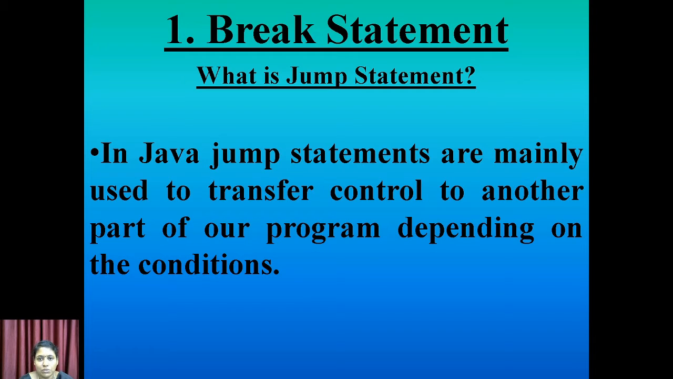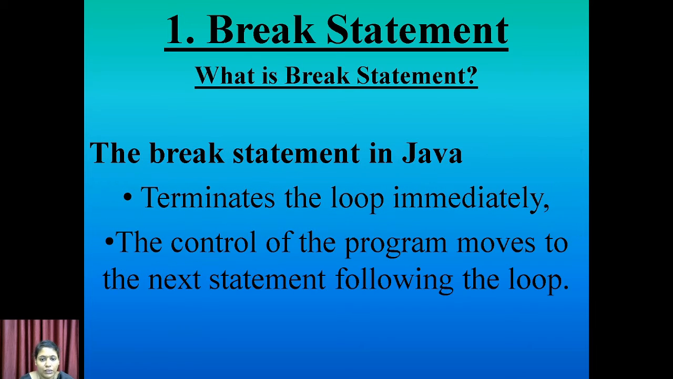The program execution control will transfer from one statement, one group of statements, to another group of statements. So this is called jump statements. Based on the jump statement, the flow of the program execution jumps from one group of statements to another. Next, in jump statements, we mainly see two statements in Java: one is the break statement, another one is the continue statement.